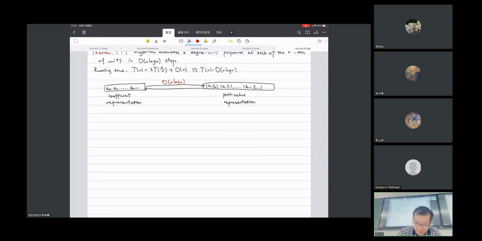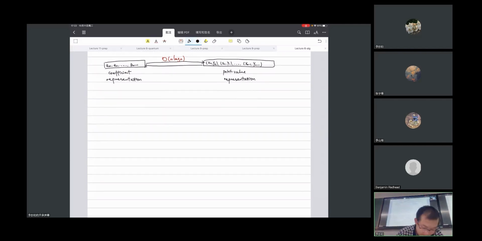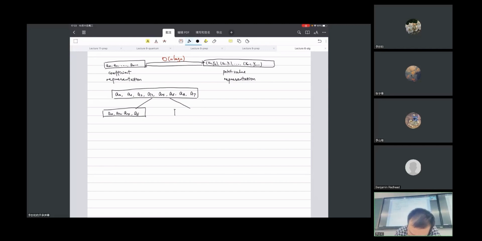Before we do that, another thing we want to take a look at is how the coefficients are actually going to work. We have this example where the degree of the polynomial equals 7. So we have A0, A1, A2, A3, A4, A5, A6, A7. In the division into odd and even polynomials, we have one group of even-indexed coefficients, A0, A2, A4, A6, and the other group, on the other hand, is A1, A3, A5, A7.